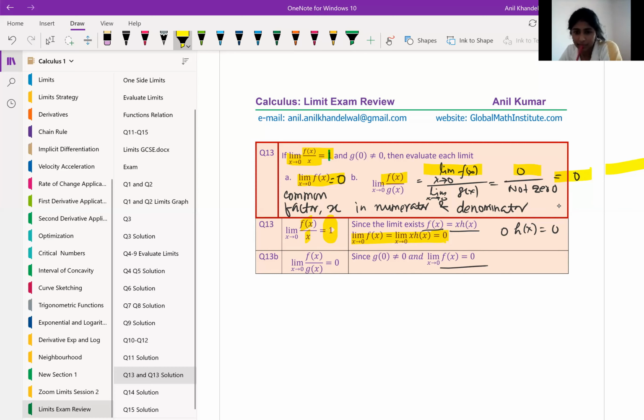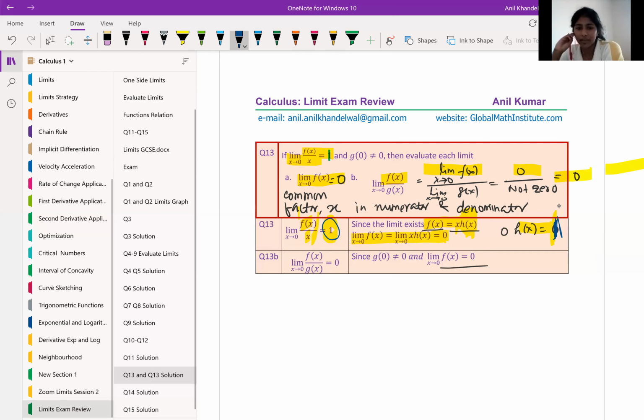So what I did was I wrote f of x as x times h of x, right? Now when I write this, x and x will cancel. When I substitute 0, I say limit of h of 0 is 1, right? So I should have written 1 here. So limit of h of 0 is 1, correct? So that is how you get this answer of 1, correct?